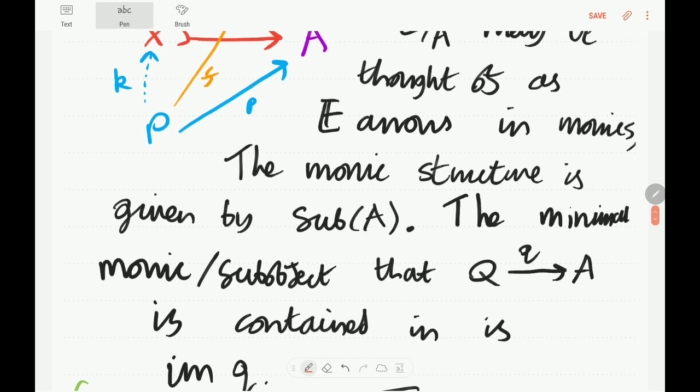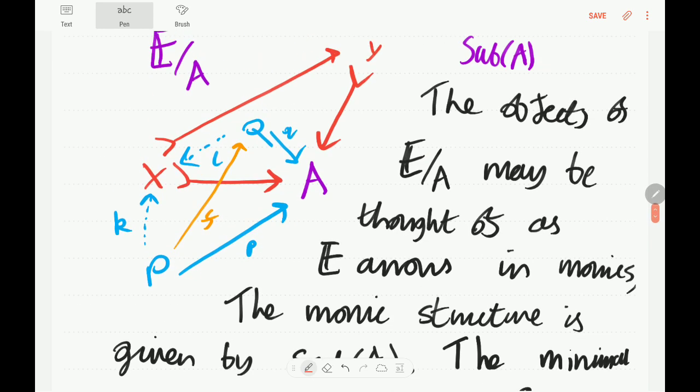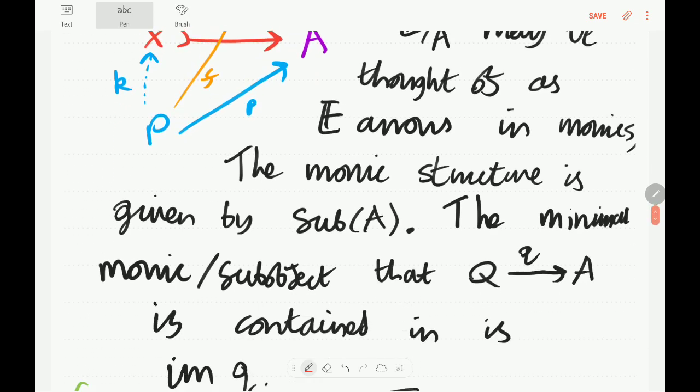And more than that, we can ask for a particular arrow, what's the minimal, in quotes, monic that it is contained in? And that, I think, is going to be the image. So, for example, the image of P is going to be the minimal subobject of A which P is in.